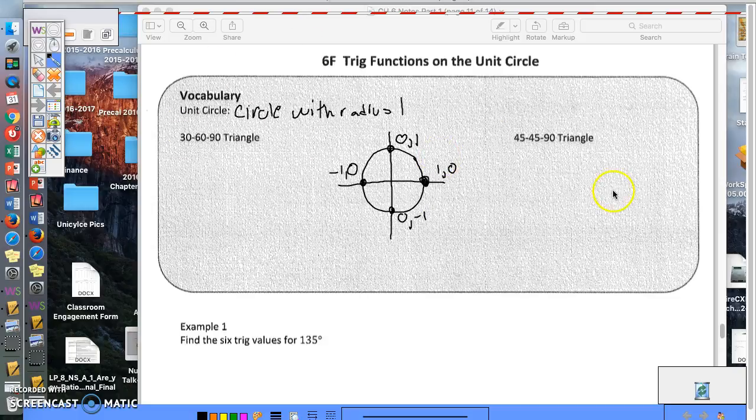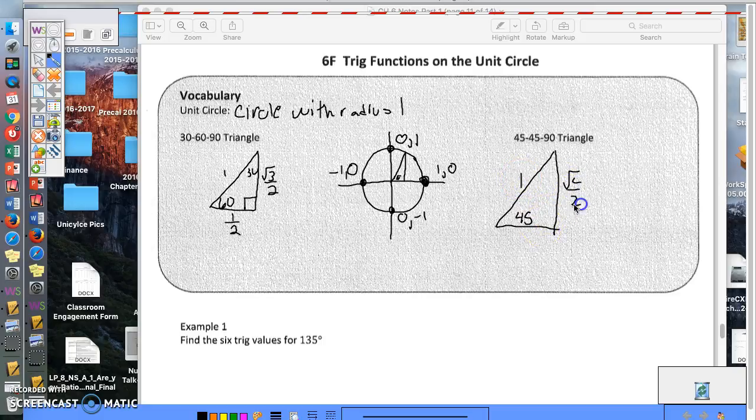And we're going to look at 30-60-90 triangles on this and 45-45-90s, similar to what we did yesterday. So if we have a 30-60-90 triangle on there, and we draw a 60-degree reference angle, our radius is 1, so this would be 1/2 and root 3 over 2. And if we were to draw a 45-degree triangle on there, again our radius is 1, we have root 2 over 2 and root 2 over 2. So what we're going to do here is take a look at finding some trig values.